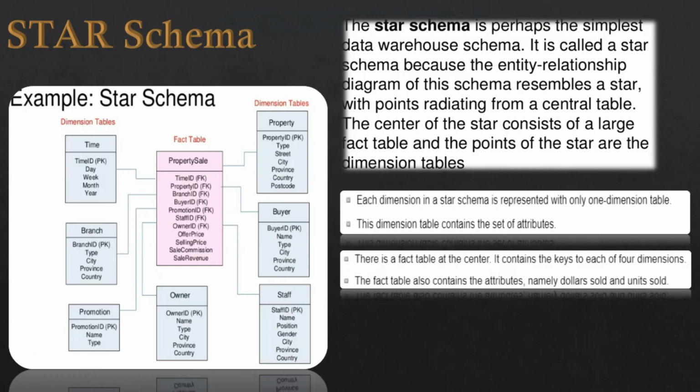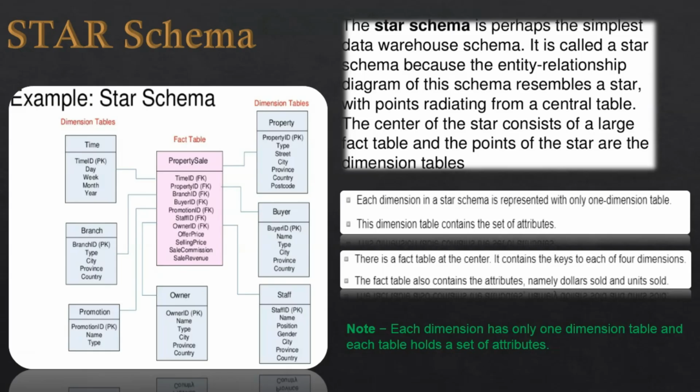It contains the keys to each of the 4 dimensions, which are the foreign keys. The fact table also contains the attributes, namely dollars sold, units sold, in this case offer price, selling price, sale commission, and sale revenue. Please note one thing, friends. Each dimension has only one dimension table and each table holds a set of attributes. This is a key point when we are talking about a star schema.